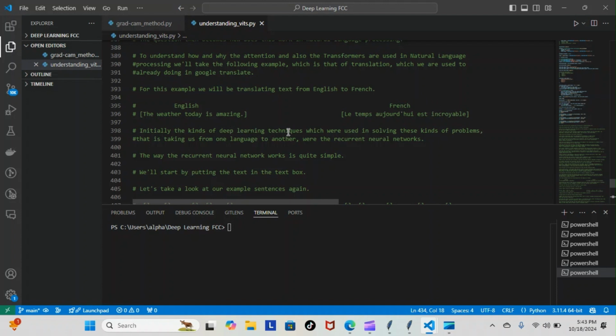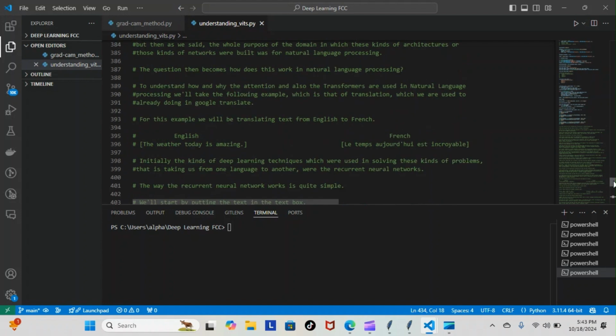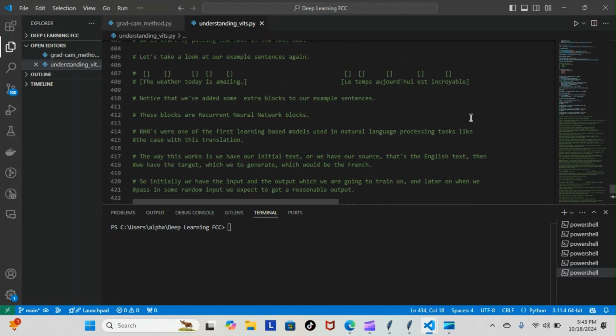Initially, the kinds of deep learning techniques used in solving these kinds of problems, that is, taking us from one language to another, were the recurrent neural networks, or the RNNs. The way the RNN works is quite simple. Let's take a look at the example sentences again. You can see here we have our example sentences, and we have these little boxes above them. Notice that we added some extra blocks to our example sentences. These blocks are recurrent neural network blocks. RNNs were one of the first learning-based models used in natural language processing tasks, like the case with this translation.